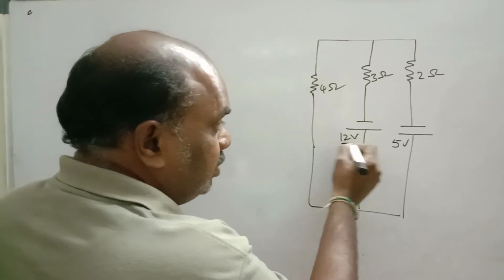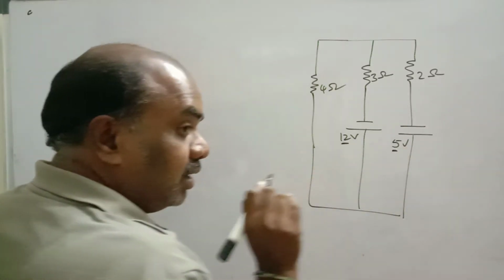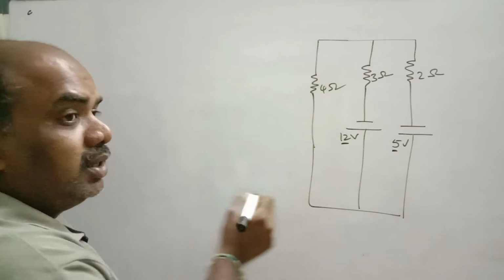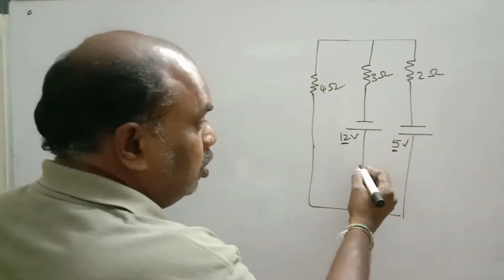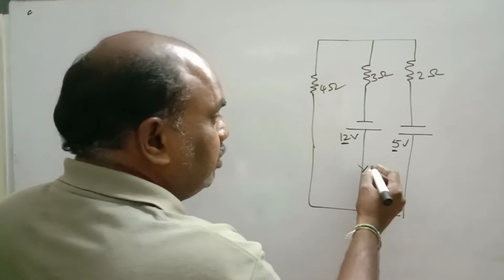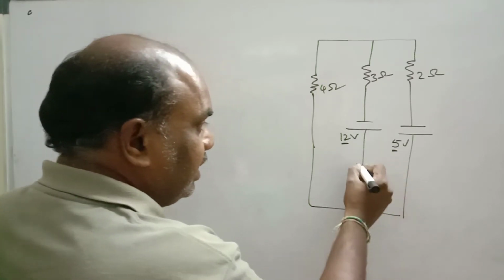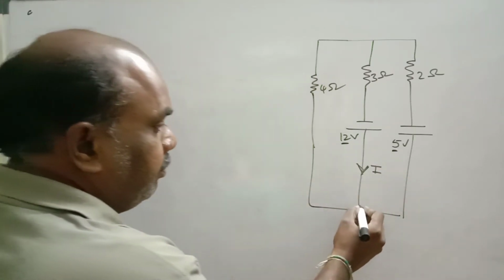Here this voltage is more, here the voltage is less. Current always flows from higher potential to lower potential. These two cells are connected in parallel, so current comes from the 12 volt battery. Let us consider I current is coming from this battery.